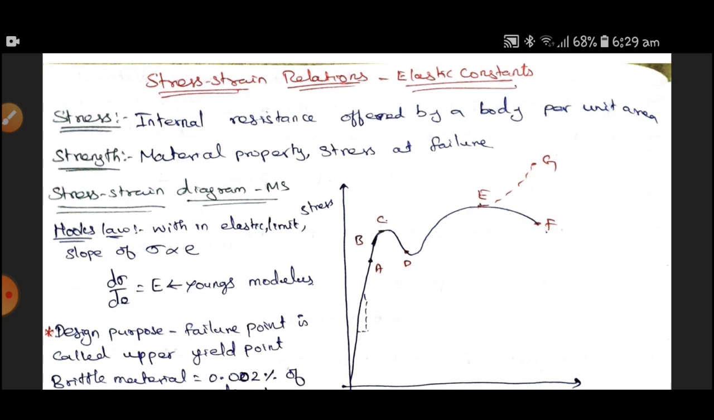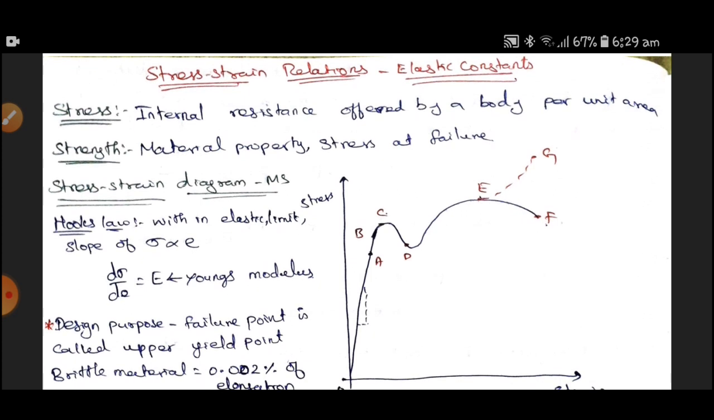What is the difference between stress and strength? Strength is the material property, the stress at failure. Therefore, the stress produced in the material at the failure condition is the strength. Strength is a material property, and stress is a geometric property.